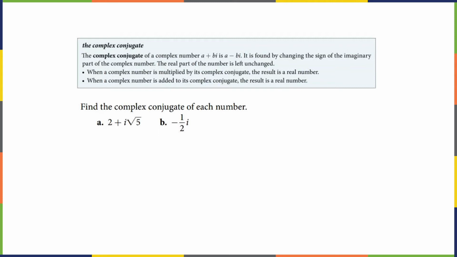Now, let's discuss the concept of a complex conjugate. A complex conjugate is one where you take a complex number and you switch the sign of the middle. So if you have a plus bi, its complex conjugate is a minus bi. Notice that nothing actually changes other than the sign in the middle. So for example, if I gave you 5 minus 6i, its complex conjugate would be 5 plus 6i.